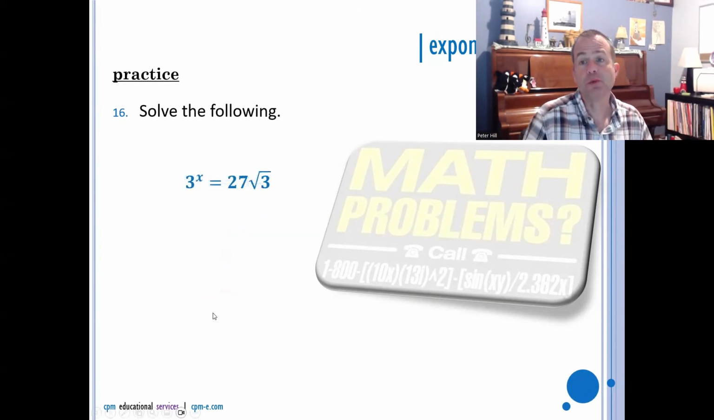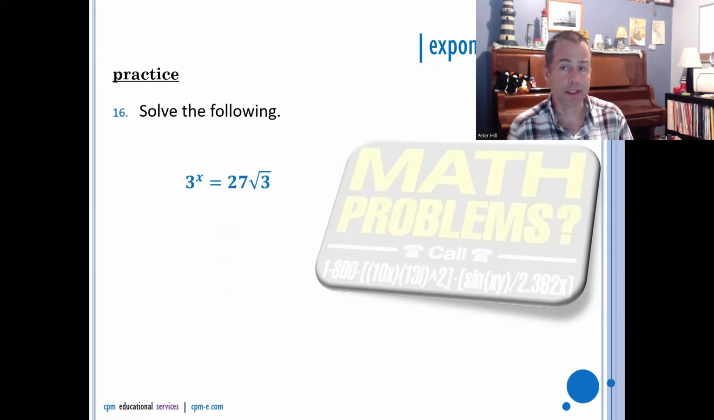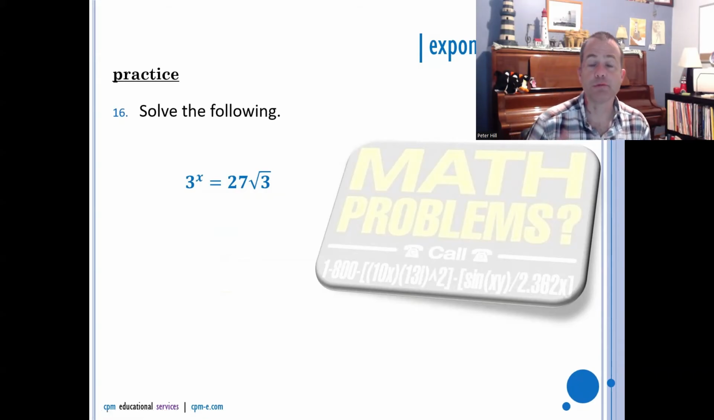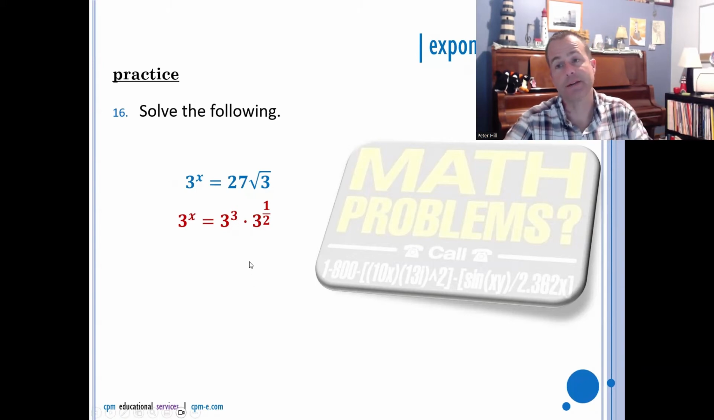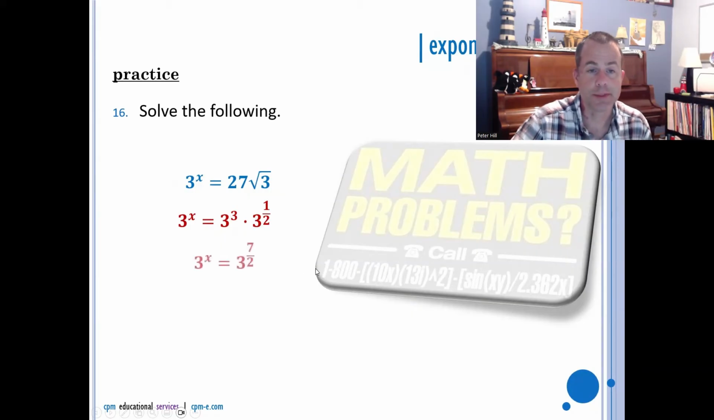Okay, same thing. We're just a little bit extra layer of complexity here. I know that 27 I can write as 3 to the 3. I know that root 3 I can write as 3 to the half, 3 to the 1 over 2. Okay, so this becomes 3 to the 3 times 3 to the 1 over 2. Then here I'm multiplying powers of the same base, so my exponent laws are kicking in, right? When I multiply powers of the same base, I add the exponents together. So that's going to be 3 to the 3.5, or I'm going to write 3.5 as an improper fraction. So that would be 7 over 2.